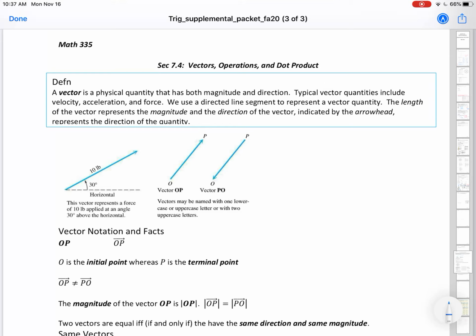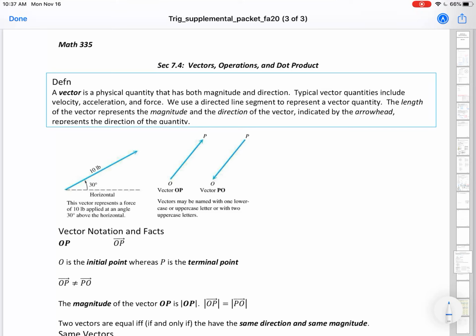And so if we look at the definition, a vector is a physical quantity that has both magnitude and direction. Typical vector quantities include velocity, acceleration, and force. We use directional line segments to represent vector quantity. The length of the vector represents the magnitude, and the direction of the vector, indicated by the arrowhead, represents the direction of the quantity. And so if you just think about applying force, if I'm pushing at an angle or if I'm pushing straight on, the force is different, right? And the angle is different. And so that's what vectors are.